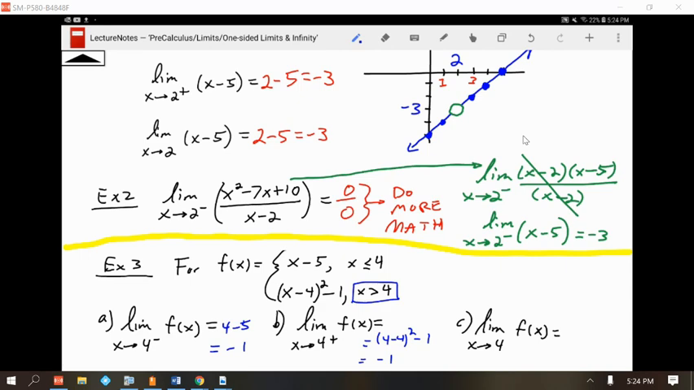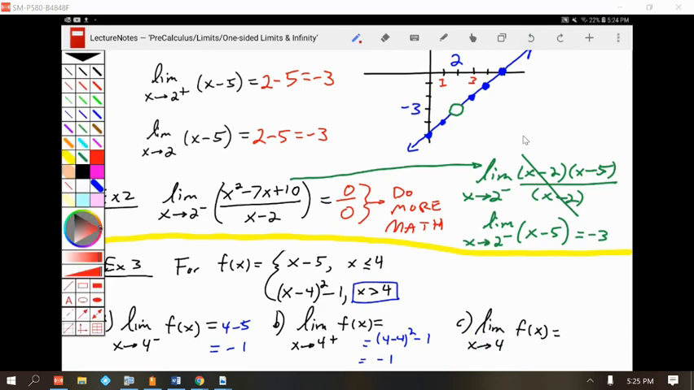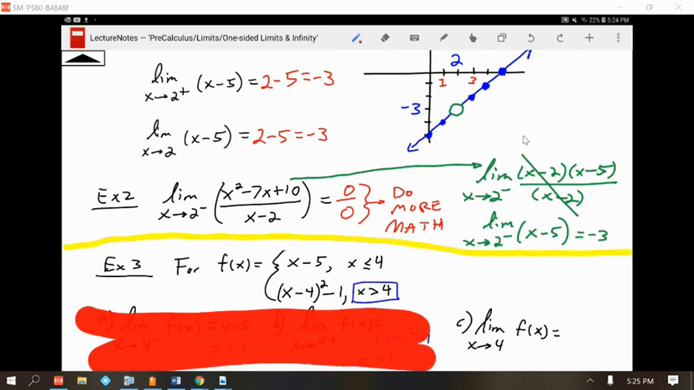So parts A and B have the same answer. Now part C asks, what's the limit as I approach 4? That means both sides of 4. There's no plus, there's no minus, it means both, which means you must now do parts A and B first. If A and B were not there, and question C was the only question, then what you would do is parts A and B.